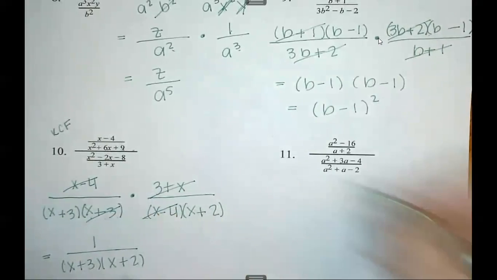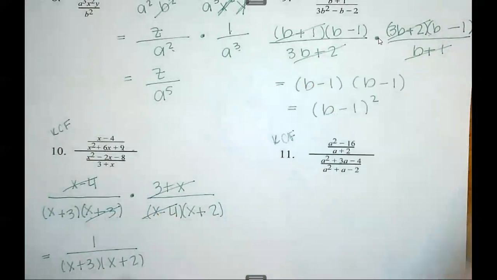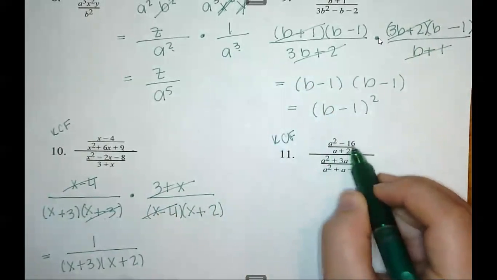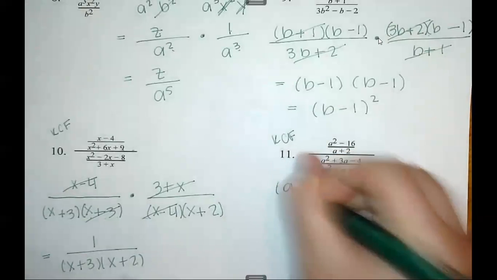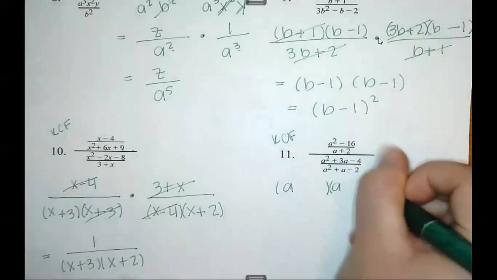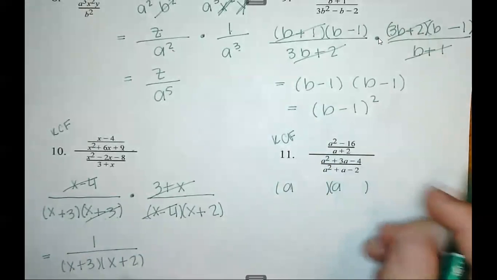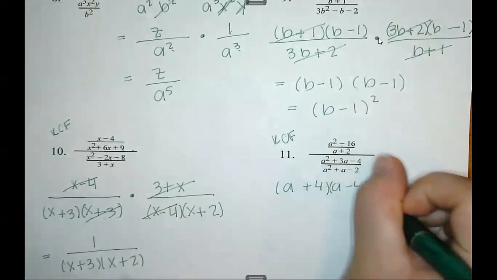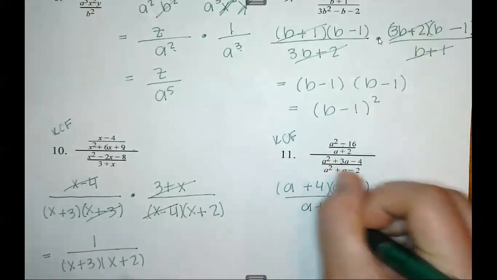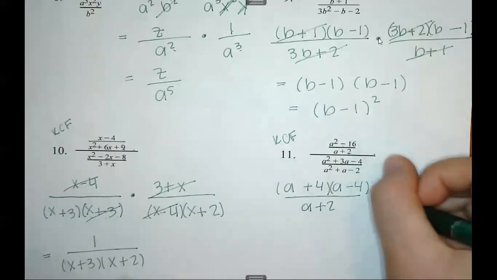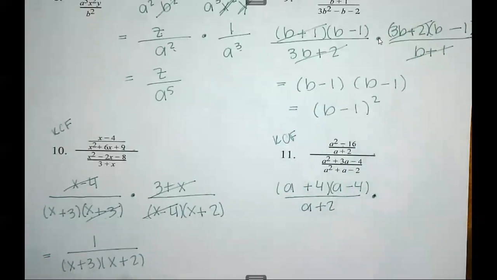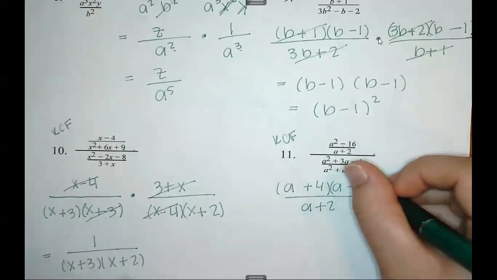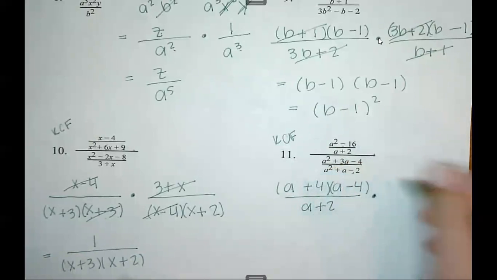All right, last one. Again, we're dividing, so remember to keep, change, flip. So I keep the top one. This is a difference of squares, so we could go ahead and factor it. So we would have a +4 and a -4 over a plus 2. Change to multiplication and flip the bottom. So I'm going to flip this to the top. So a squared plus a minus 2 in the top.